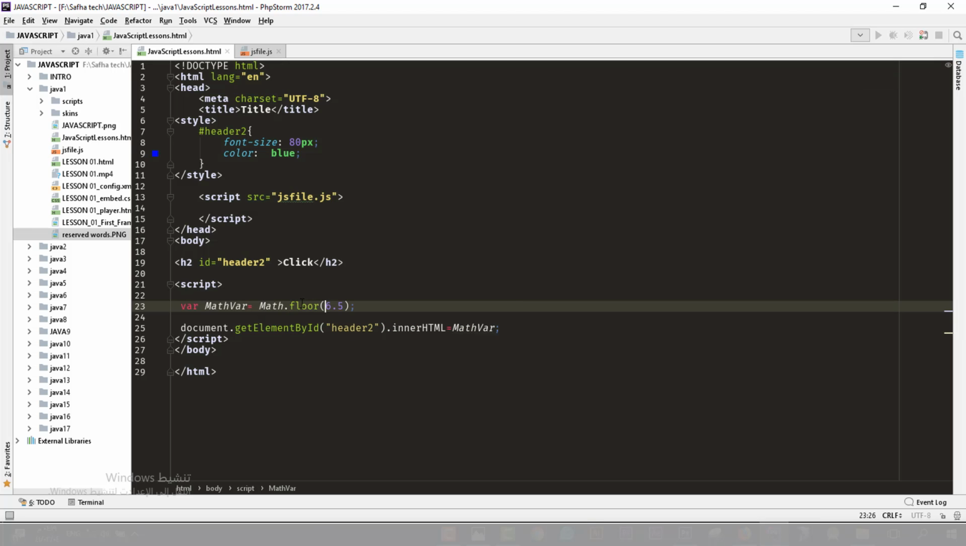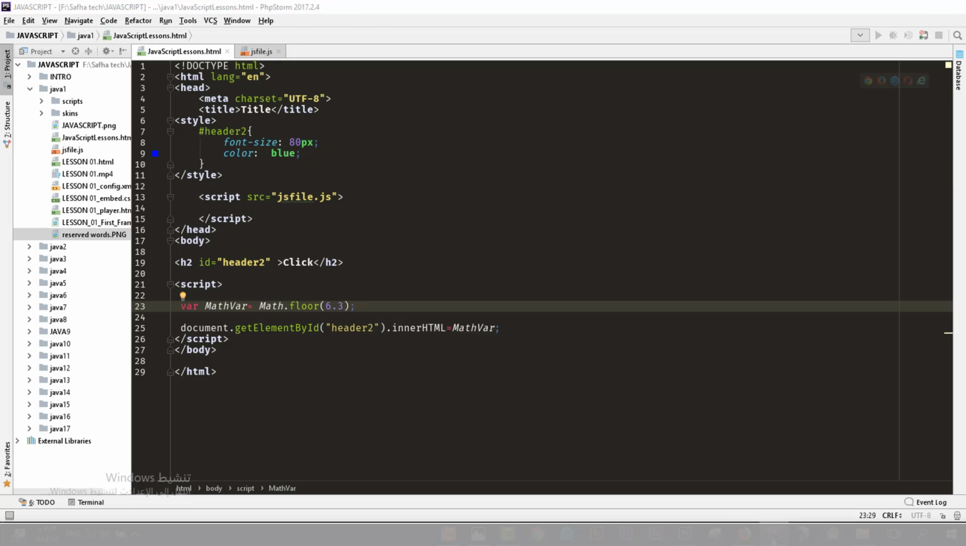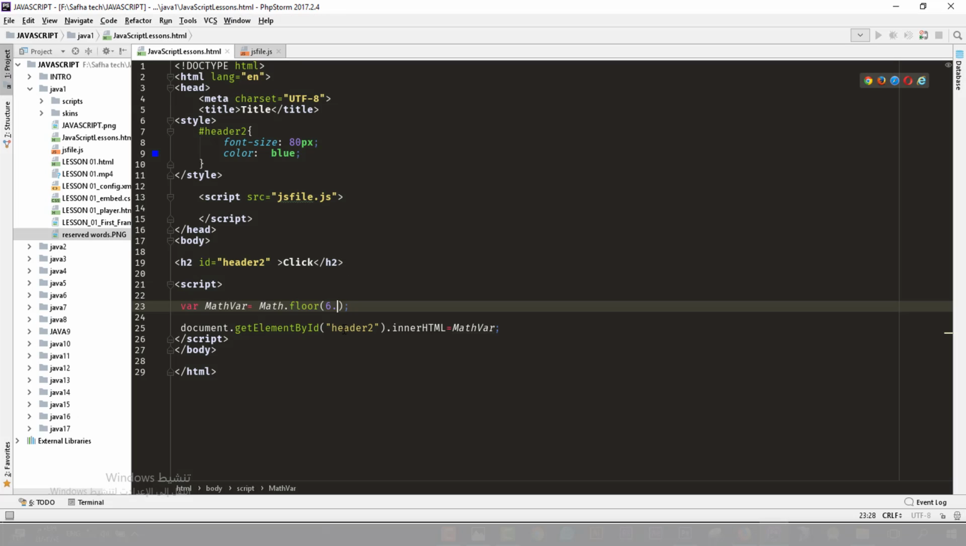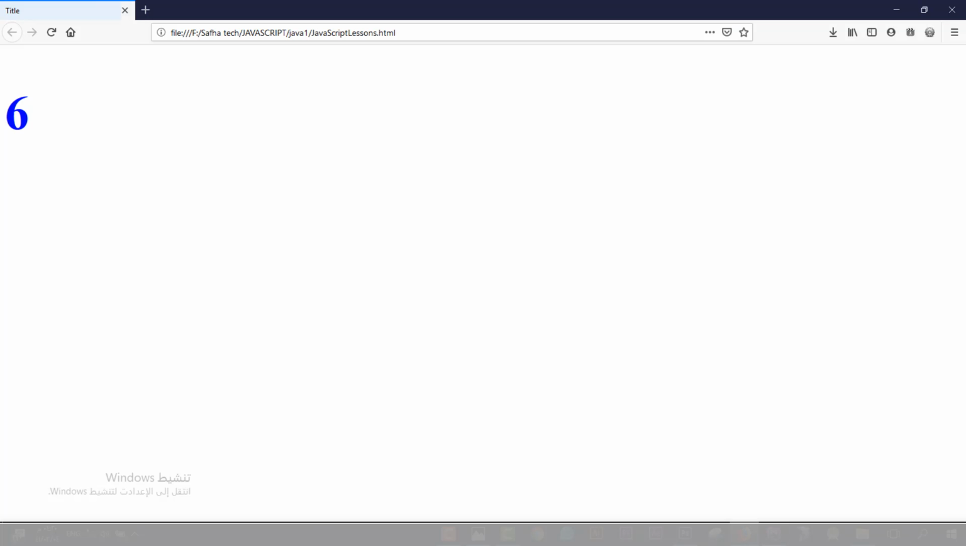Math.floor returns the value of the number rounded down. It's the opposite of ceil. So, for example, if I have here 3, and save it, let's refresh, what do you think the result will be? It will round it down. So if the number is 6.3, it will say 6. If it is 6.9, it will also be 6. So it rounds down.